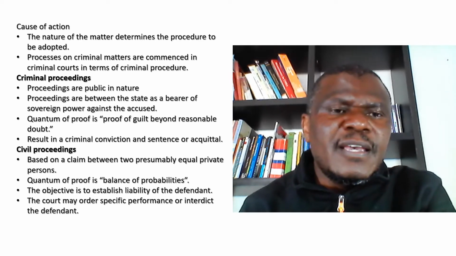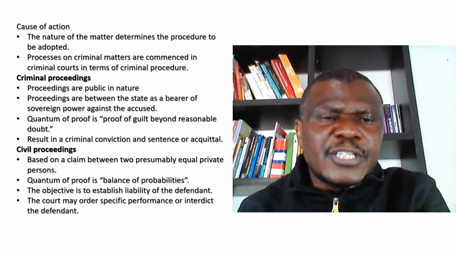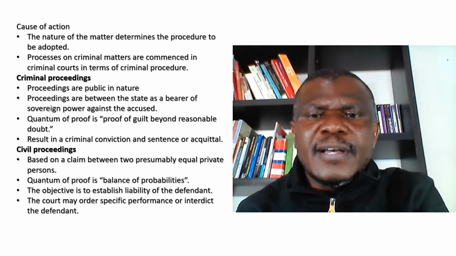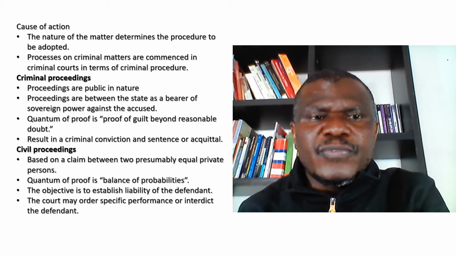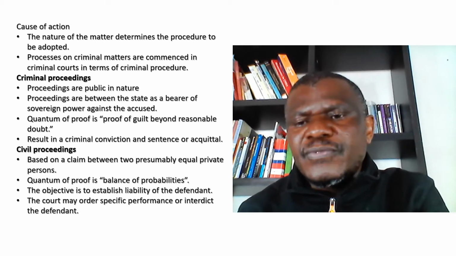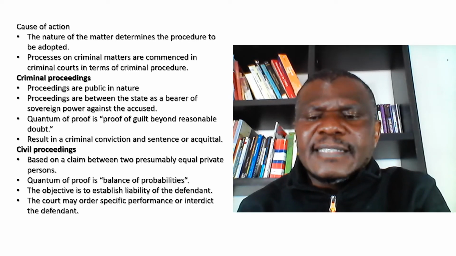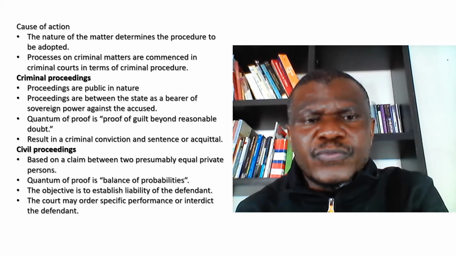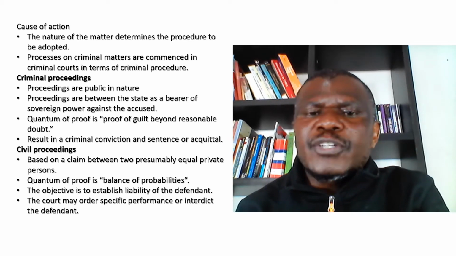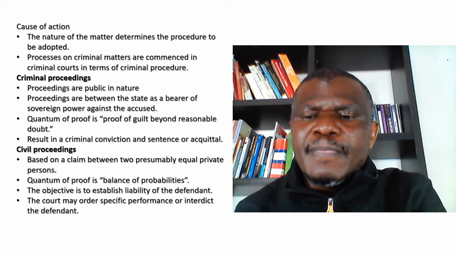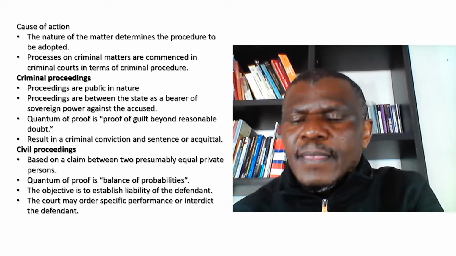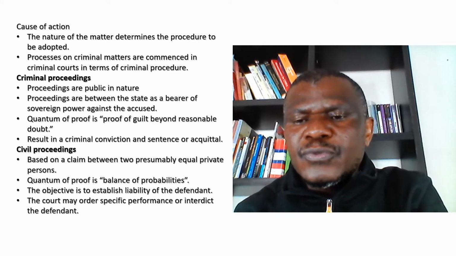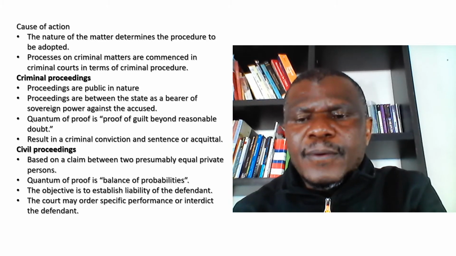So we are saying, apart from private prosecutions, which tend to be very peripheral and exceptional and few and far between, we are looking here at prosecutions being done at the instance of the state as a bearer of sovereign power against the individual accused of the commission of a crime in terms of substantive criminal law. And you find that in terms of criminal procedure, the quantum of proof is guilt of the accused beyond reasonable doubt. In other words, the state in a prosecution must prove beyond reasonable doubt that the person accused of the crime has indeed committed that crime.